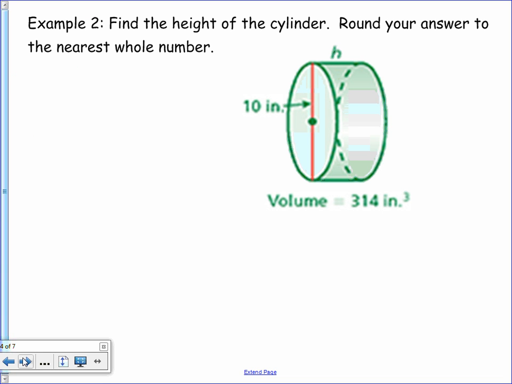All right, now we're given the volume of the cylinder and we have to find the height. So we're still going to write the formula: volume equals area of the base times the height. I can color code it here. So now the volume is 314 cubic inches. That equals the area of the base. Now we don't know the area of the base, but we know the area of the base is radius squared times pi, times height.